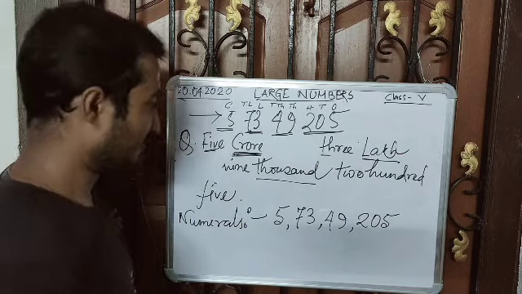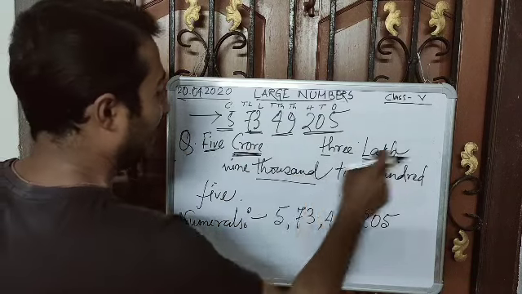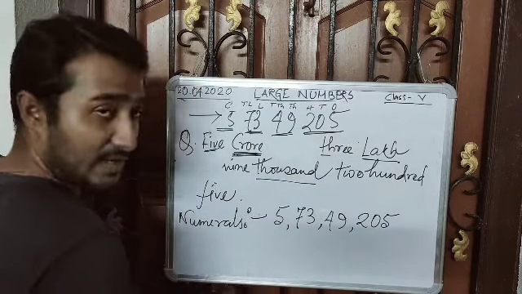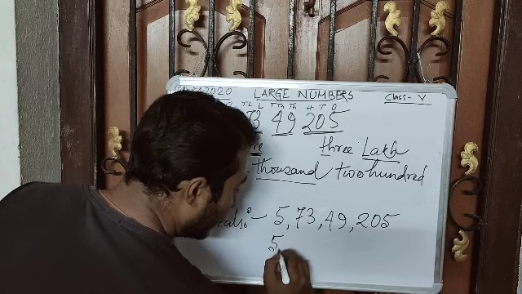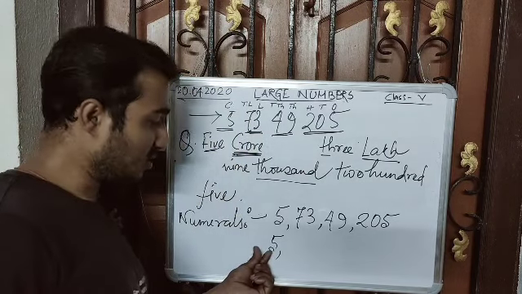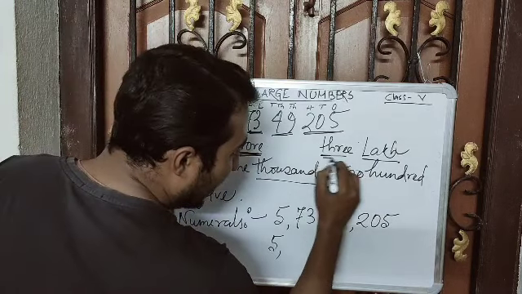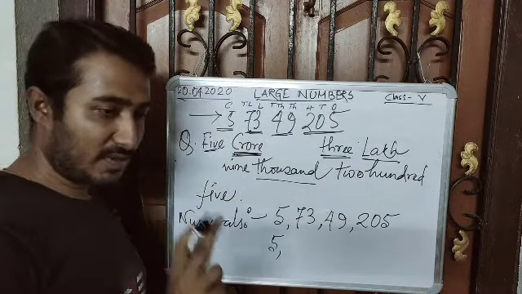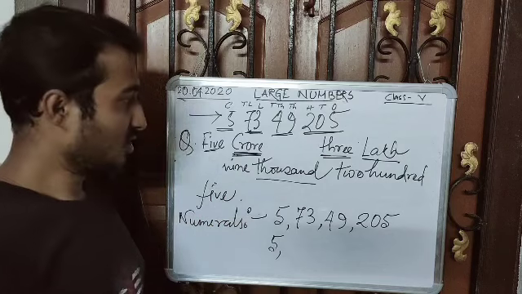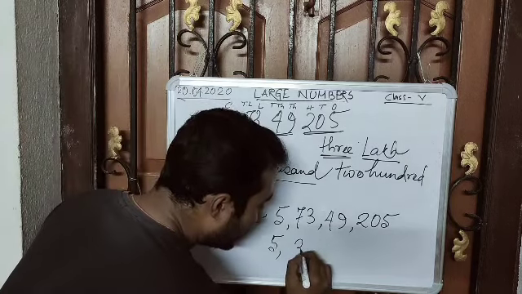How can we write it? So 5 crore, 3 lakh, 9,205. So 5 crore, for the crore we are writing 1, because we can put a 0 before it, but not after it. Next, 3 lakh, remember, each and every period contains only 2 digits. So 3 lakh, we are writing the 3 here.